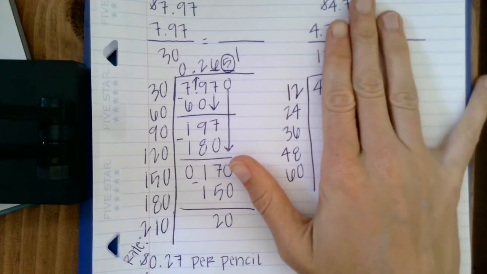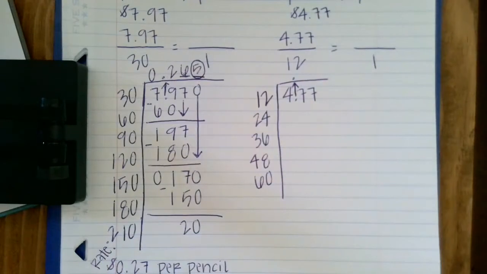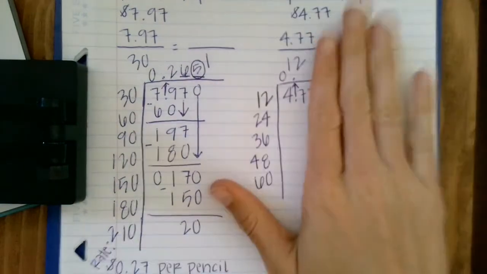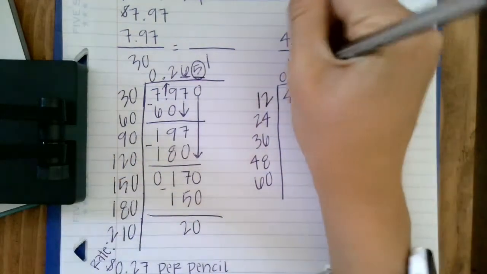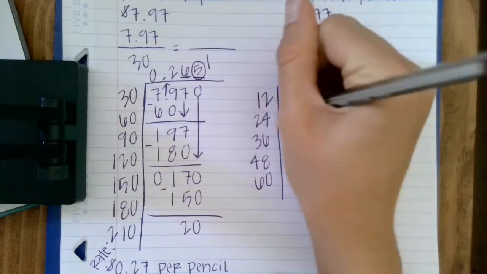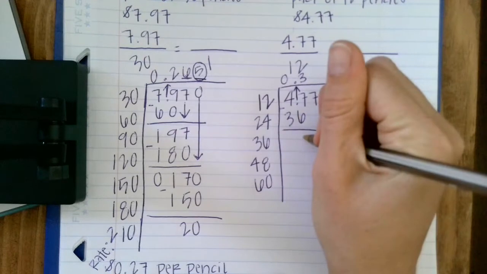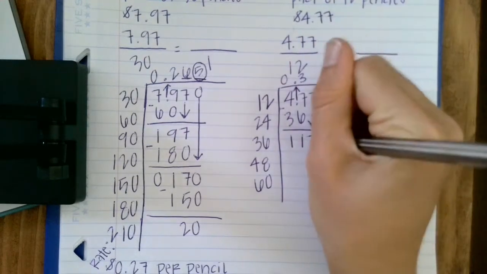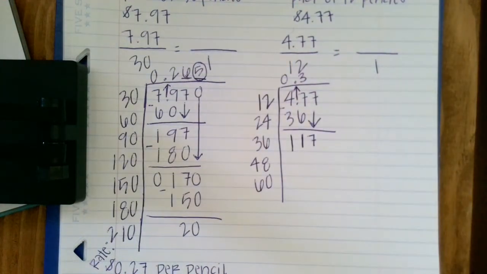12 goes into 4, 0 times. 12 goes into 47, 1, 2, 3 times. 3 times 12 is 36. Go ahead and subtract. Bring down my 7. And this is what it's talking about, where I will just use my multiplication facts that I already know.